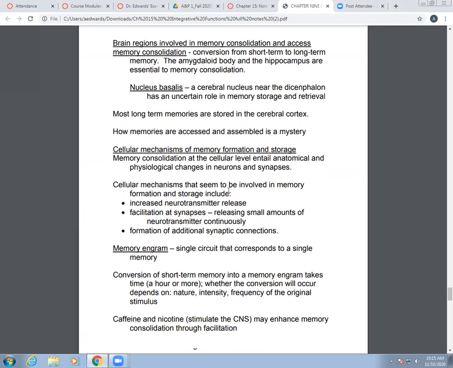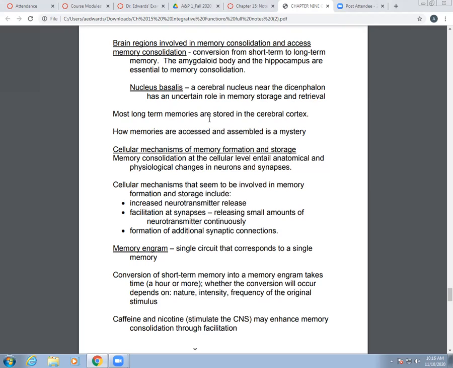Regions of your brain that are involved in consolidating your memories and accessing the consolidated memory has to do with converting short-term memory to long-term memory. Your amygdaloid body and your hippocampus are going to be essential to memory consolidation. All right, related to that is the nucleus basalis. It's a nucleus in your cerebrum. It's near your diencephalon. We're not really sure exactly what role it plays in memory storage and retrieval, but we think it has some role.